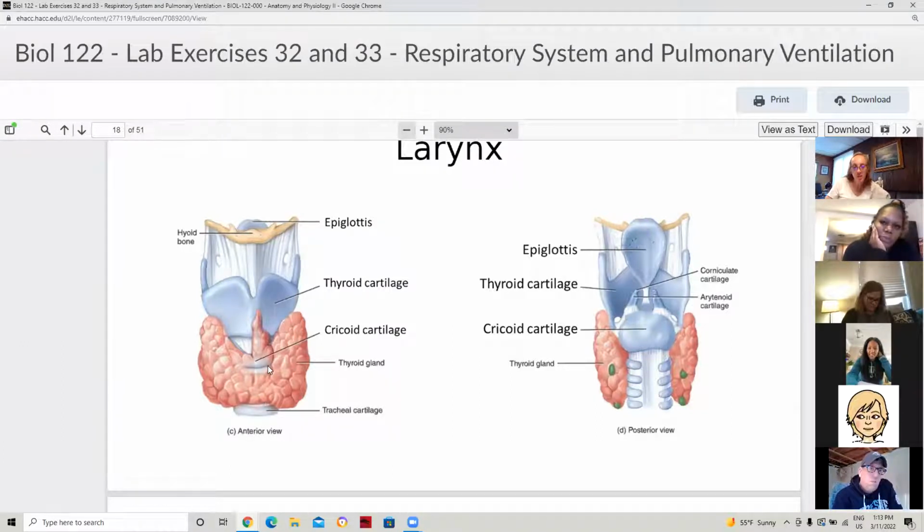Okay, so cricoid cartilage. Here's the cricothyroid ligament. Epiglottis, thyroid cartilage, and the cricoid cartilage. Cricoid cartilage is the only full ring. All the other cartilage of the trachea are C rings, where they're open in the back.